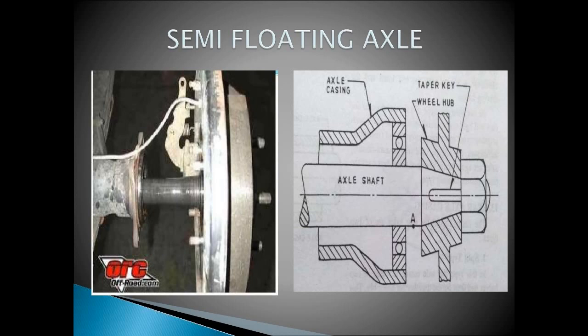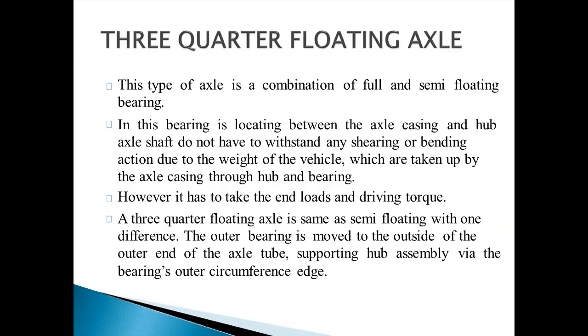The outer end supports vehicle weight and takes end thrust. Hence, this construction is called semi-floating type. Coming to the three-quarter floating axle. This type of axle is a combination of fully and semi-floating type. Normally, you can observe it in commercial vehicles and some passenger vehicles.